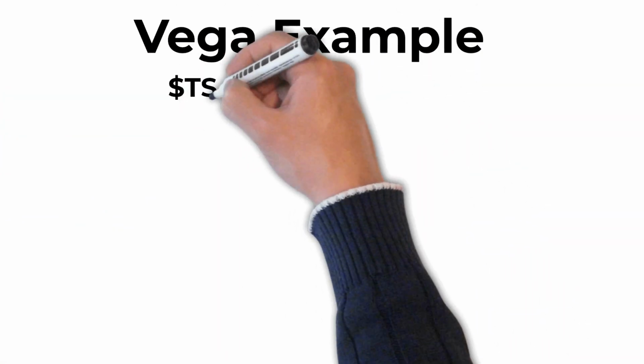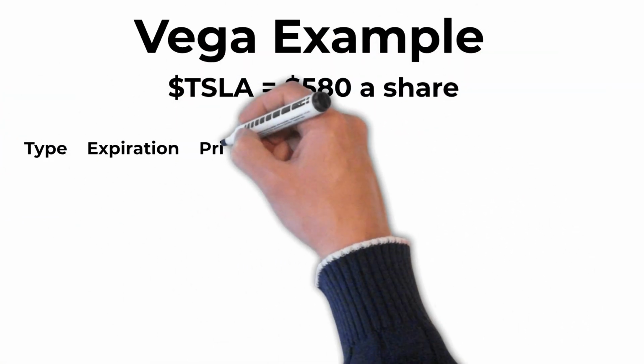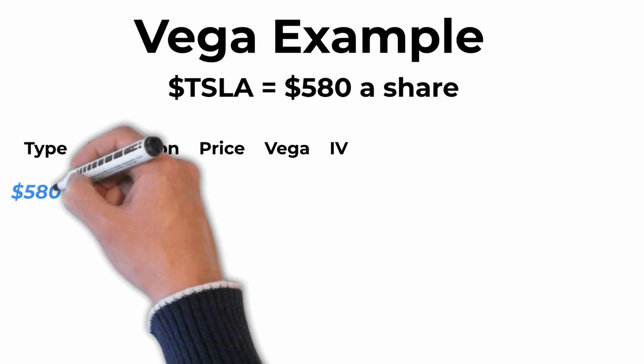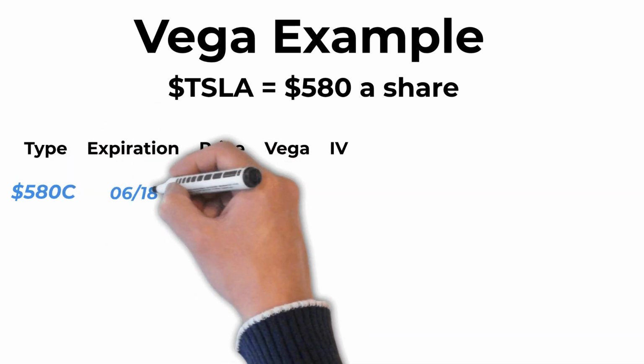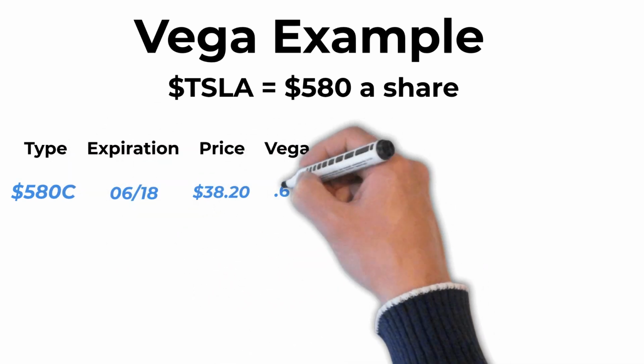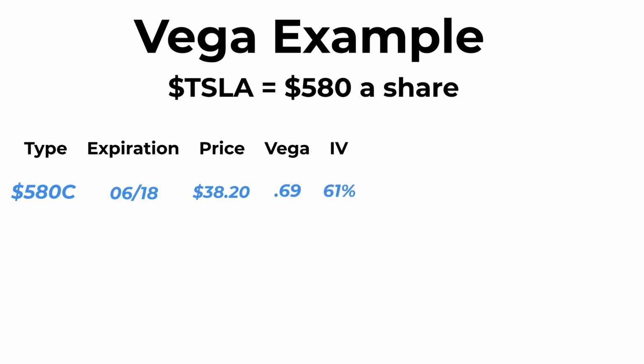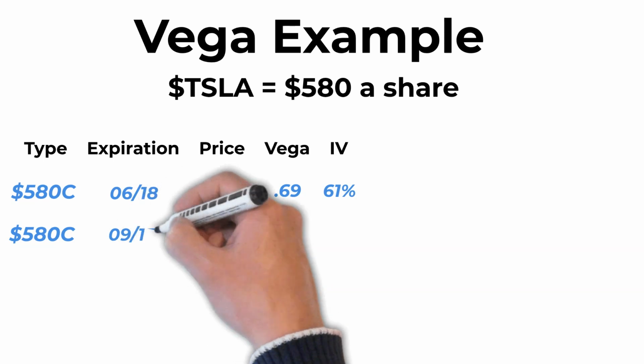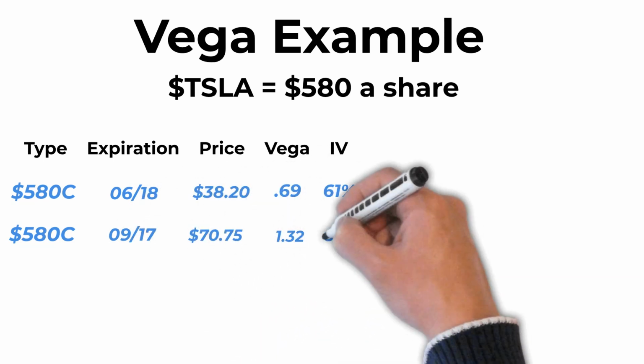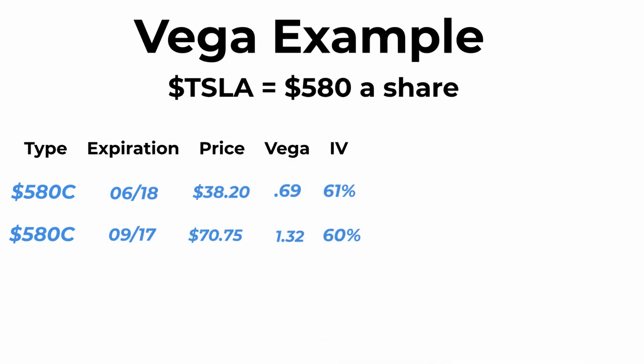For example, Tesla is currently trading at about $580 per share, and the at-the-money 580 call option expiring June 18th currently costs $38.20 and has a Vega of 0.69 and an IV of 61%, while the September 17th $580 call option is trading for $70.75, has a Vega value of 1.32 and an IV of 60%.